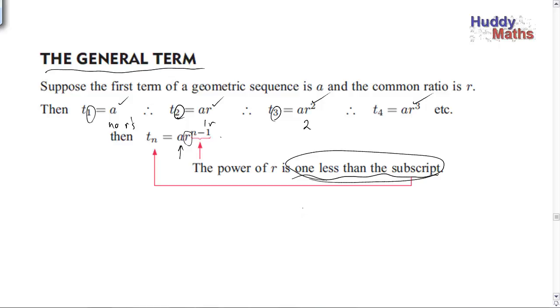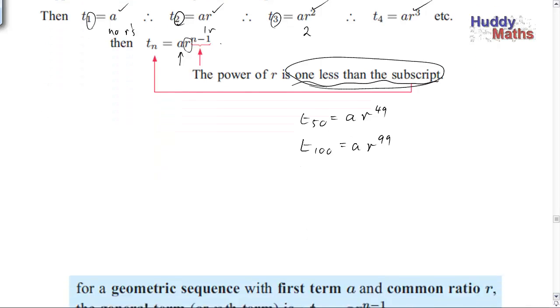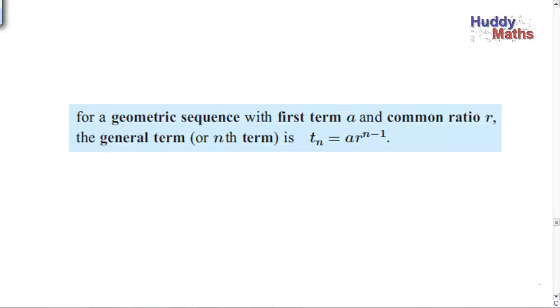Let's take an example. T50 would be the first term, r to the 49. T100 would be the first term times r to the 99. Okay, get the idea. All right, so let's have a look and do some in a minute. For a geometric sequence, the first term a and common ratio r, the general term is a by r to the n take 1. The power of the ratio is 1 behind the number of the term. All right, let's do some.